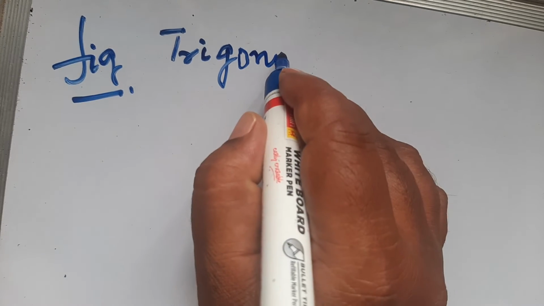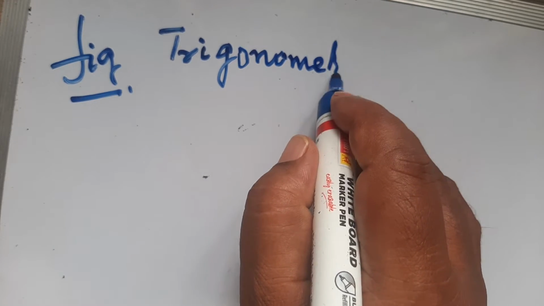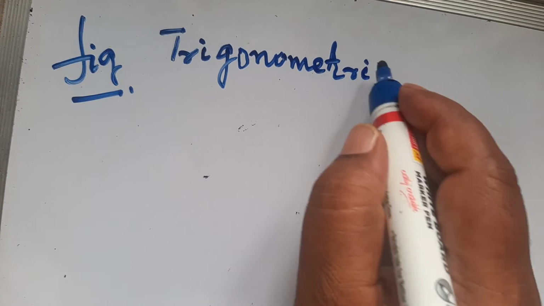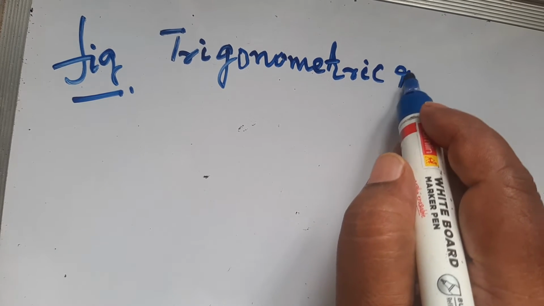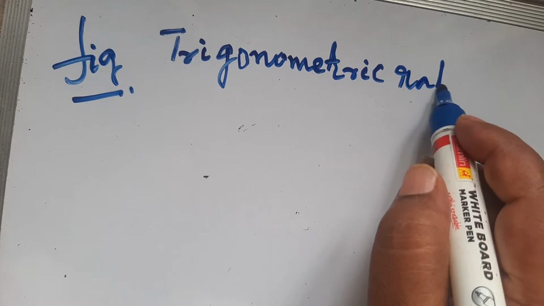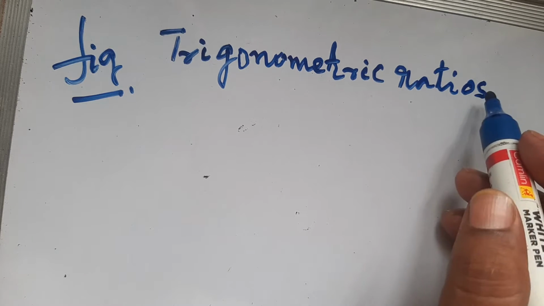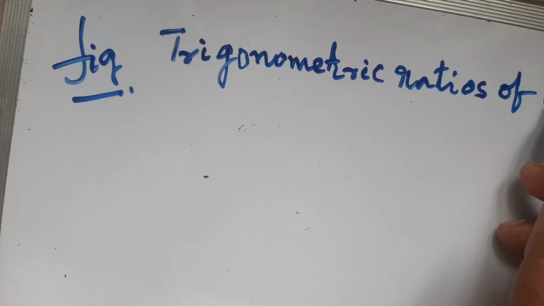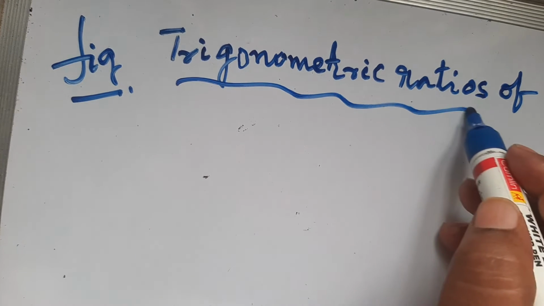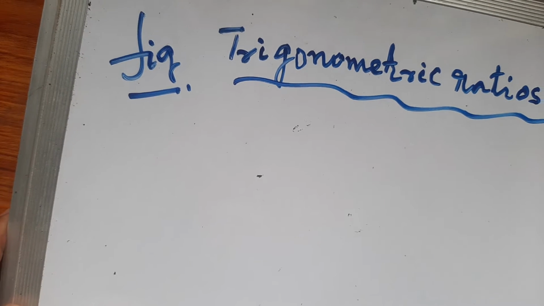Trigonometric ratios of 60 degree. This is the heading.